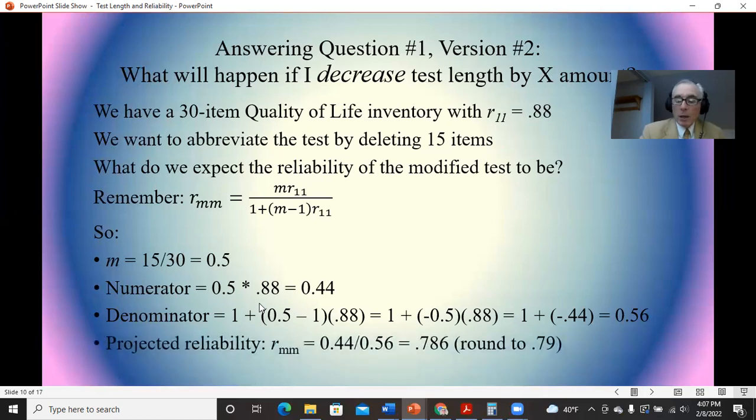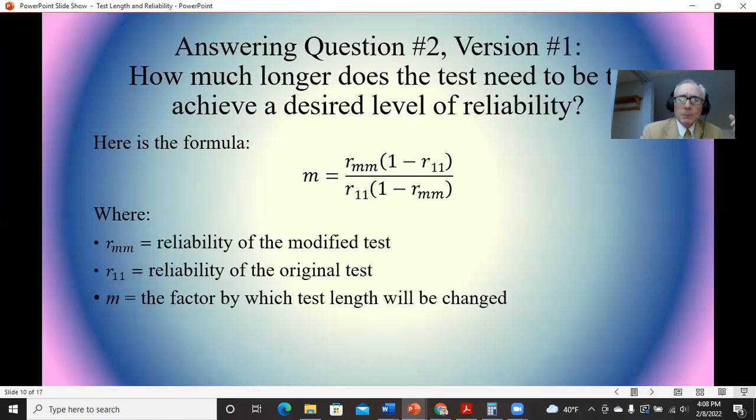So the projected reliability will be 0.44 over 0.56, or just under 0.79. Incidentally, in this case, I'd be pretty happy with that outcome. I'm losing some reliability for sure, but I've still got a fairly robust test to be moving forward with.